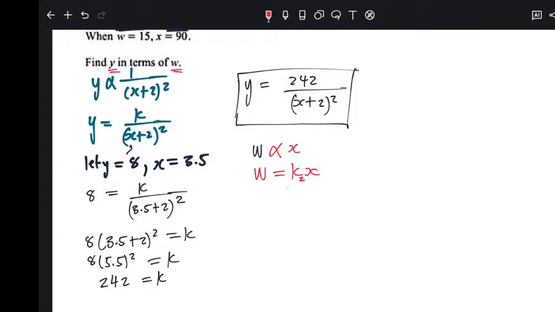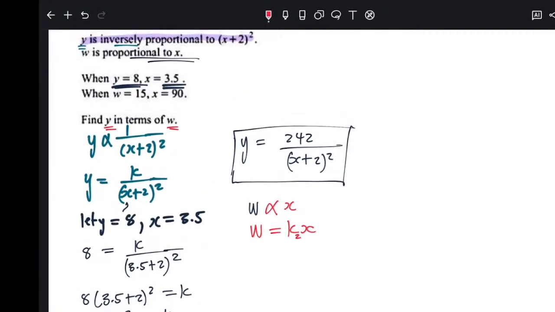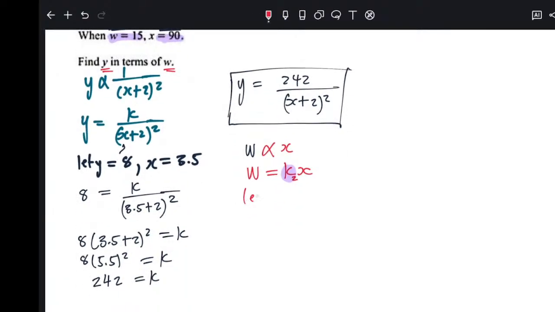Look at what you're now doing. Since you're saying W is equal to k2x, you can now make x the subject again. Then you come and feed it here. So let's make x the subject. You say here, since W is equal to k2x, let's find this k. That's the next step we always want to do. We want to remove this k. K is not supposed to be there. You use this one where you are given both information, W and x. So you come in and you say, let W be equal to 15 and let x be equal to 90.